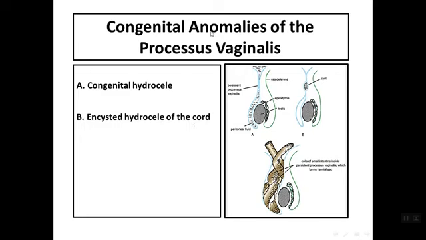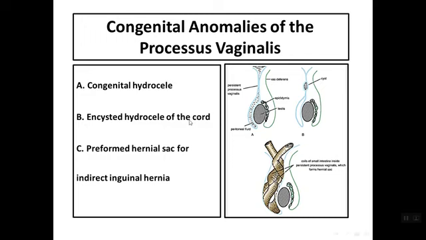This is another congenital anomaly of the processus vaginalis, where the connection with the peritoneal cavity is larger. That leads to the passage of a loop of small intestine, or bowel, into what is called a preformed hernial sac, leading to the formation of a hernia, which we call an indirect inguinal hernia.